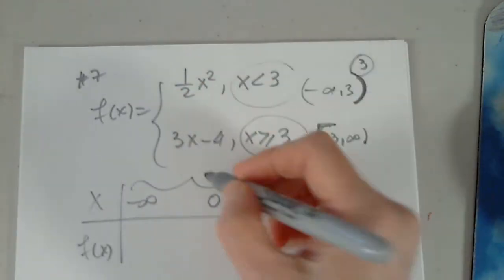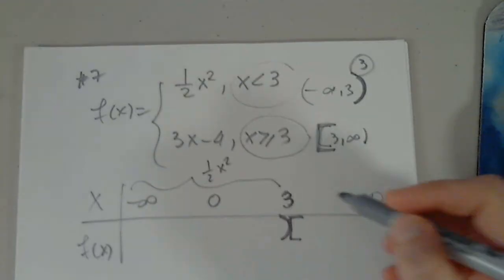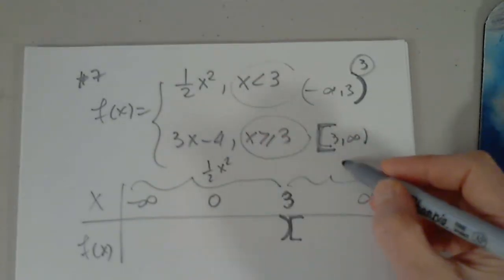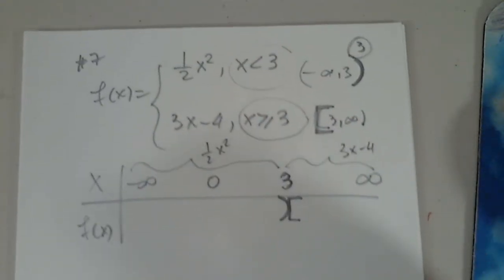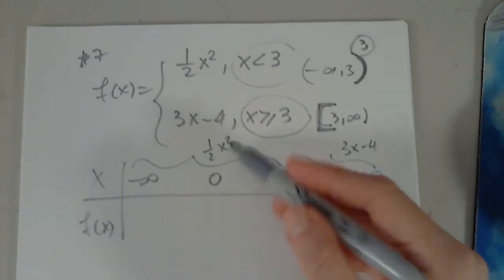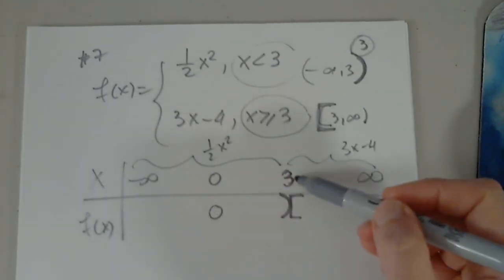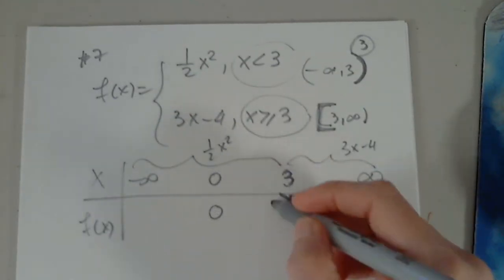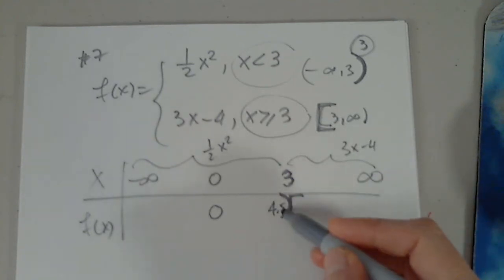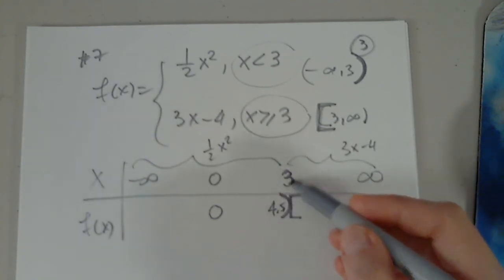To the left of 3, I will have to use 1/2 x squared. To the right of 3, I will have to use 3x minus 4. And I just start plugging in numbers. When I plug in 0, I have 0. When I plug in 3, I have 9/2. So this is 4.5. Although I'm not allowed to plug in 3.